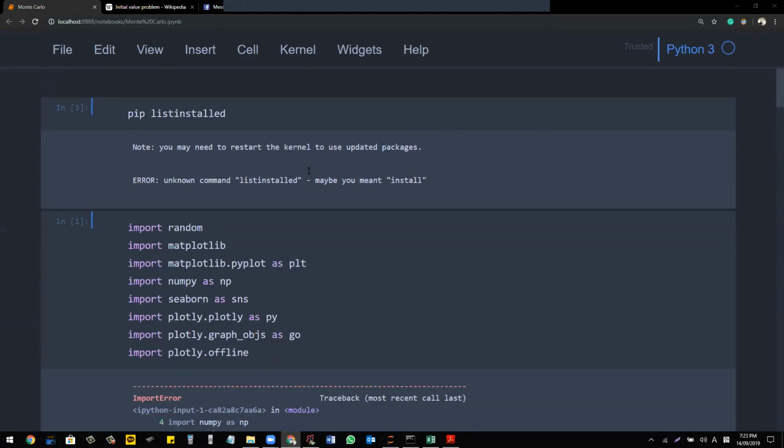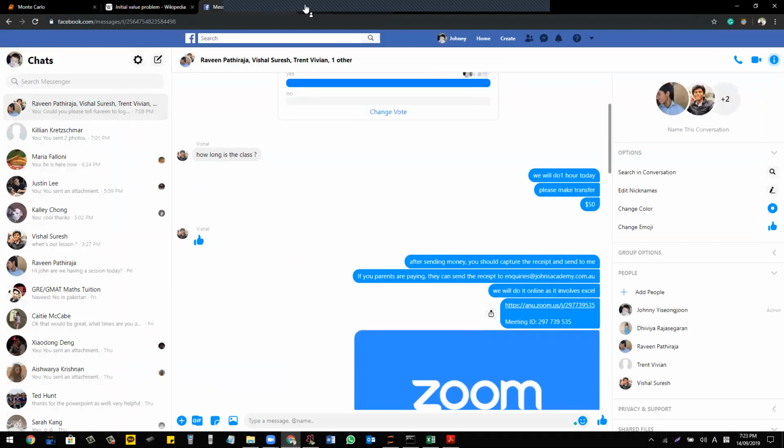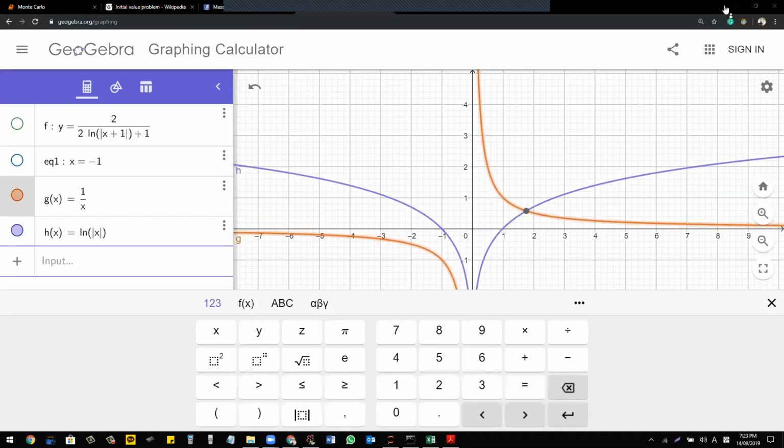So anyway, Python is actually the most popular computer language these days. I strongly recommend you all learn Python if you're going to do any science or STEM related major in uni. Yeah, everyone's doing that these days.